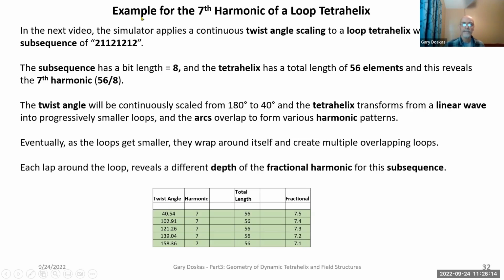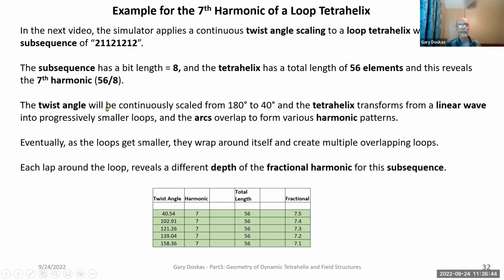So now we're going to look at one example of the 7th harmonic for this particular subsequence. And in the next video, the simulator is going to apply a continuous twist angle scaling to this loop tetrahelix. Now we know the subsequence has a bit length of 8. I'll be setting the tetrahelix length to 56 elements. And this is going to reveal the 7th harmonic, which I got from 56 divided by 8.